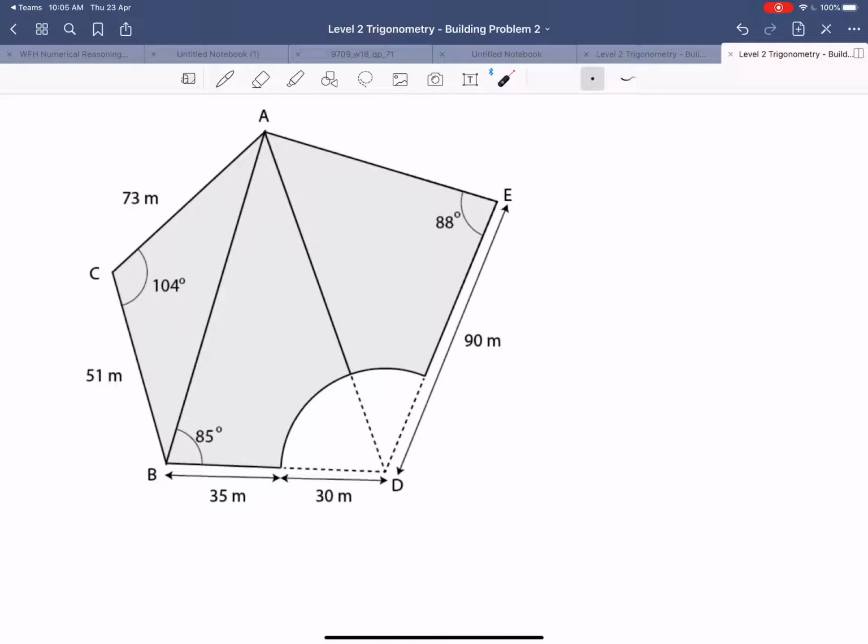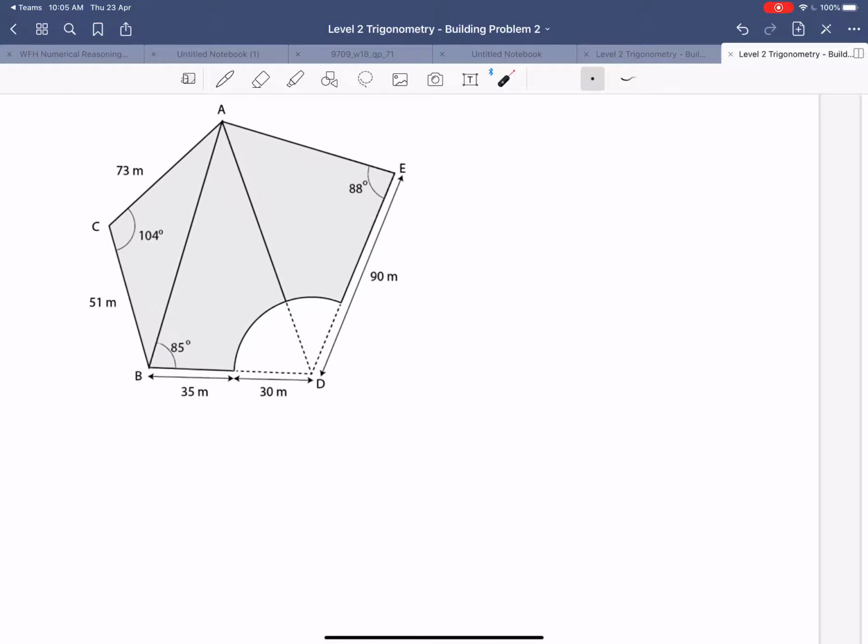The triangle ABD has only 2 pieces of information. It's got a side length there and an angle, but the other 2 sides are missing and there's no other angle information. And the triangle ADE again only has 2 pieces of information. It's got a side length and an angle. So I'm going to start with the ABC triangle, because that is the only one I can actually work on currently with the information that has been provided.